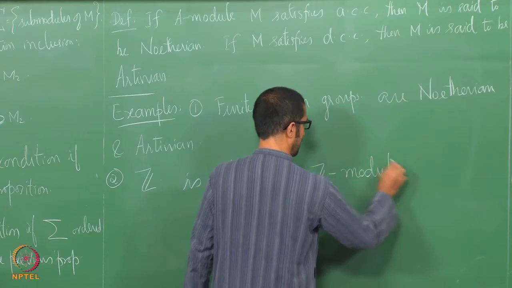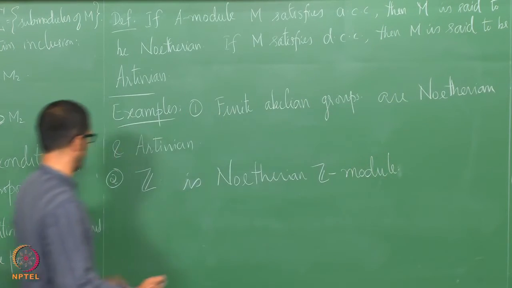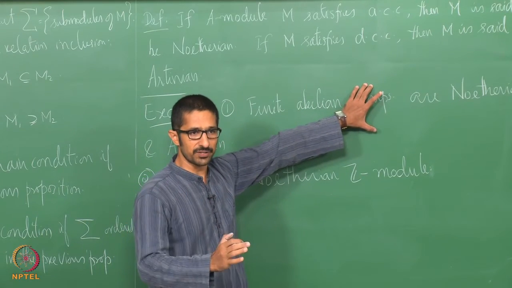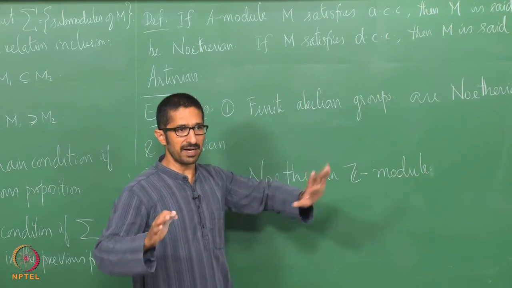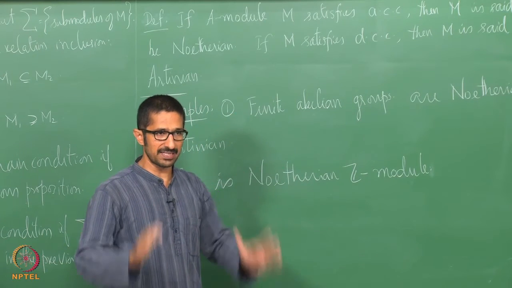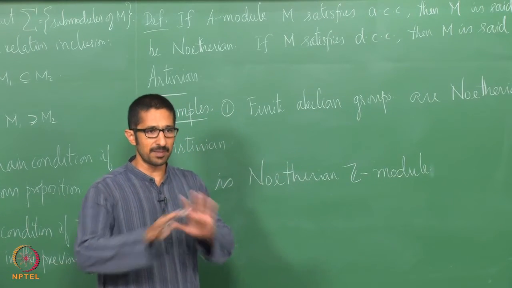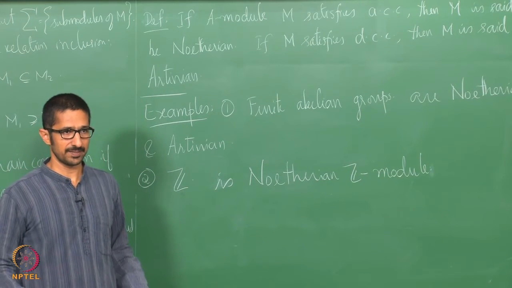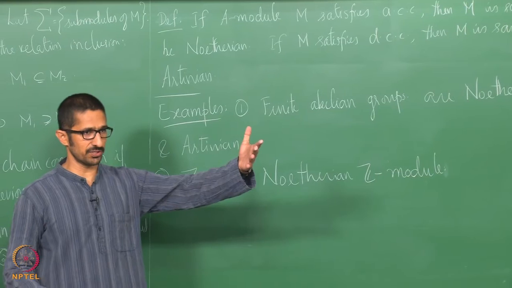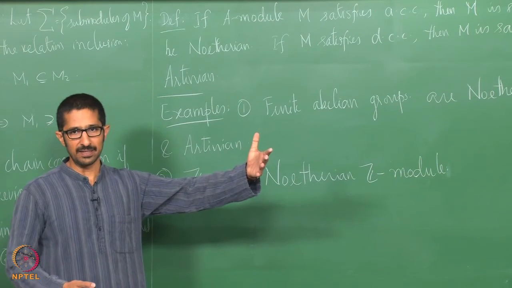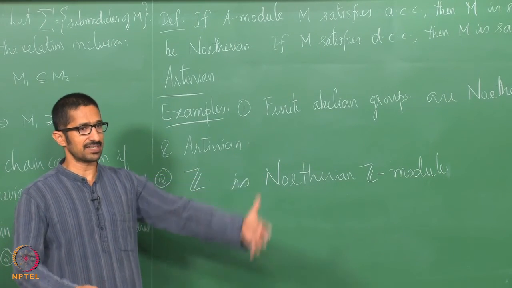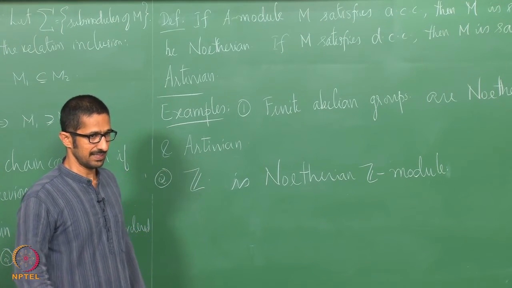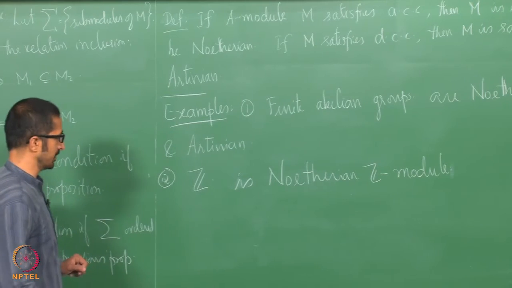Everything is okay. A finite abelian group is a Z module. Whenever I consider a module, my sigma is the set of all submodules of the module under consideration. I fix a module and then I look at sigma, that sigma is the collection of all submodules of M. Okay. So, Z is Noetherian.